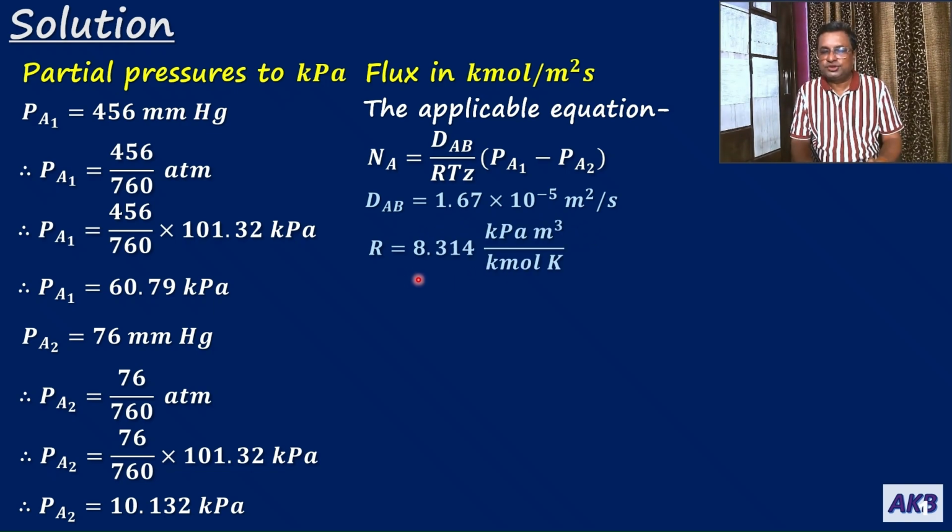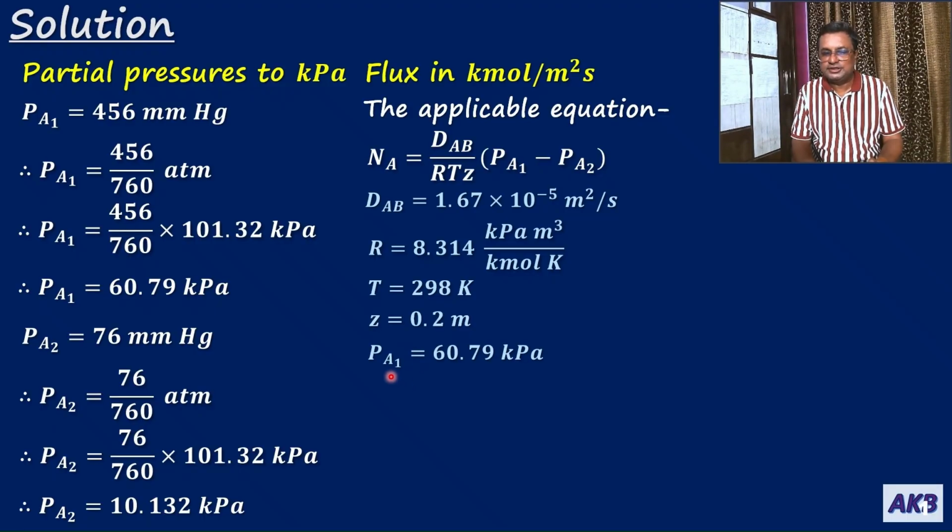R, we will use the value of R as 8.314 because pressure is in kilopascal, volume is in meter cube, amount of substance is in kilomole and temperature is in Kelvin. Temperature is 298 Kelvin. Z is 0.2 meter, that is given to us. PA1 is 60.79 kilopascal and PA2 is 10.132 kilopascal.